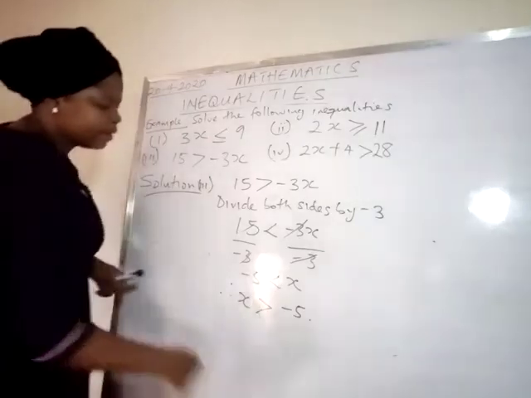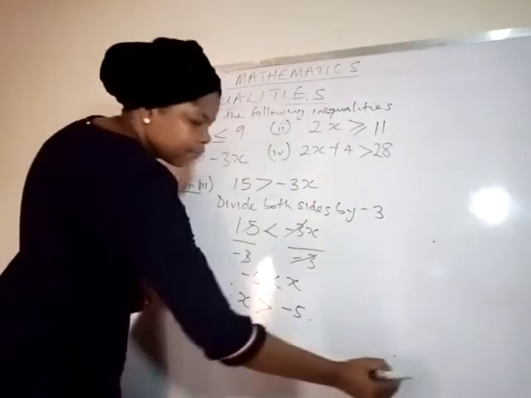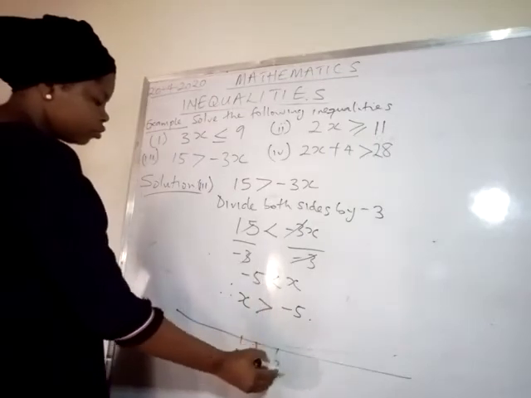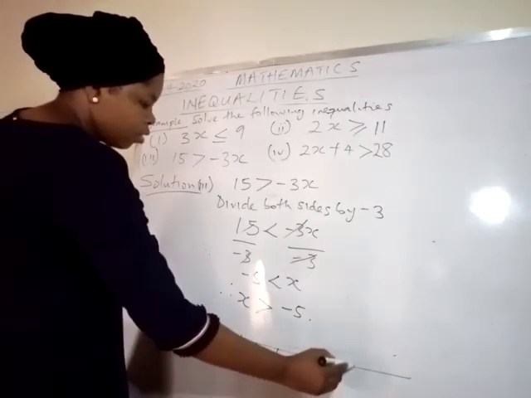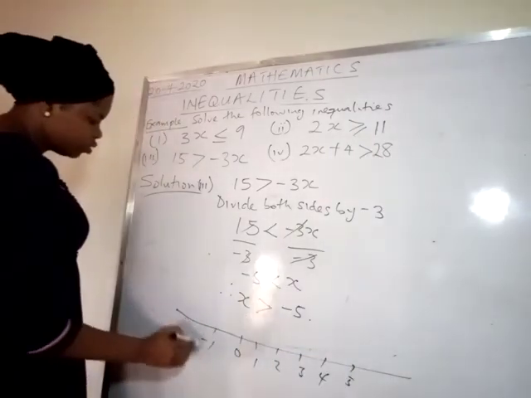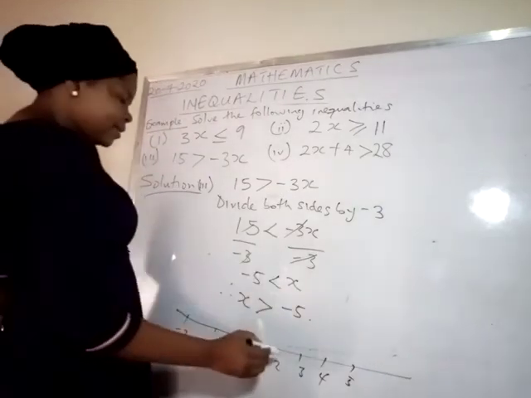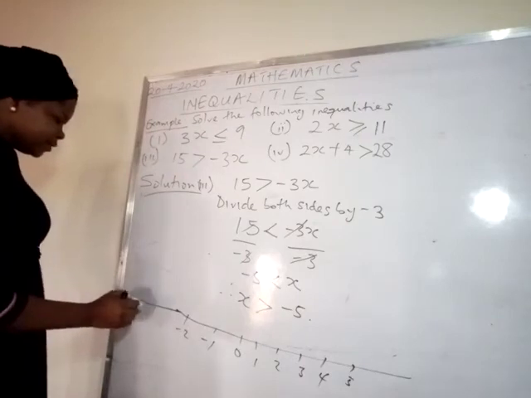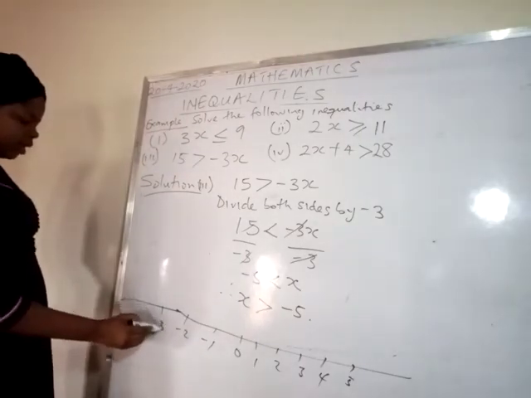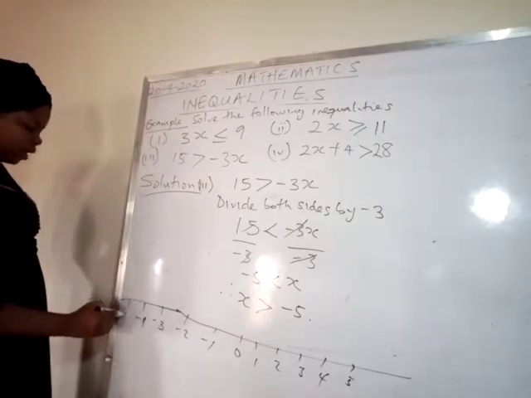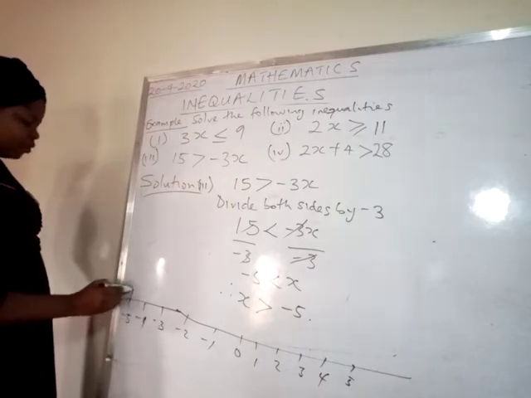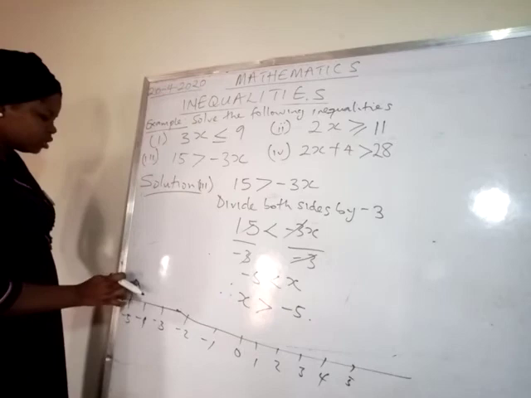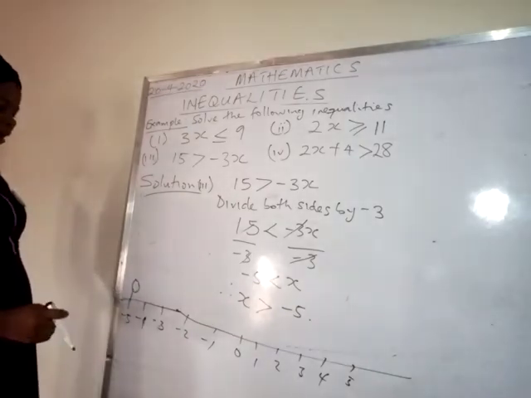So drawing the line graph now, I'm going to have 0, 1, 2, 3, 4, 5, minus 1, minus 2. So my x is greater than minus 5, meaning that I need this place more than positive. Minus 3, minus 4, minus 5. So if I put a circle here, this is minus 5. I'm not going to shade it because it's just greater than. So x is greater than minus 5.